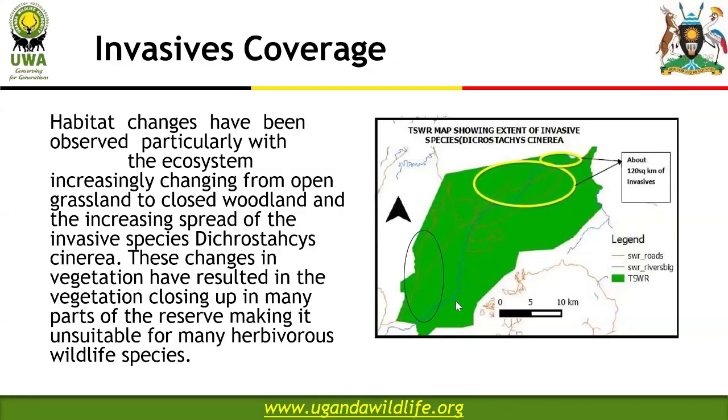When we did mapping for the general management plan, around 2018-19, we realized that over 120 square kilometers were covered by invasives. But when I later mapped the remaining part that was covered by Chromolaena odorata, about 30 square kilometers were also covered. This circle here is now covered by Chromolaena odorata. All the northern part of the park is also covered by Dichrostachys cinerea.